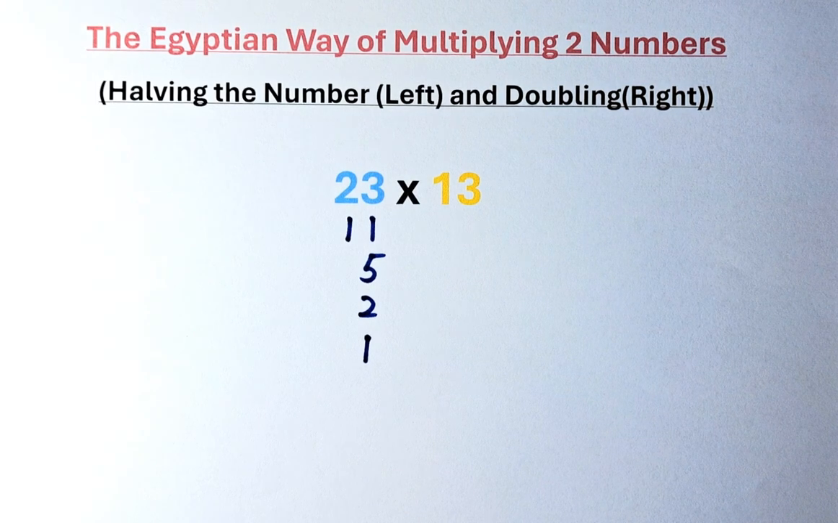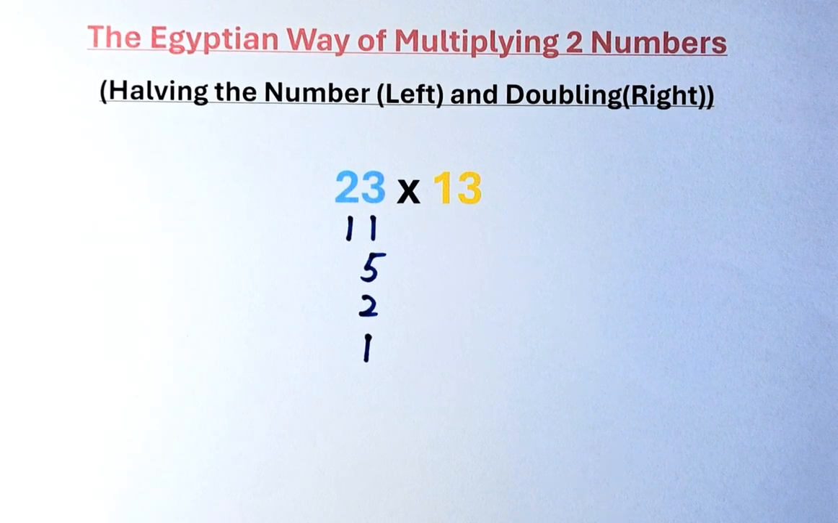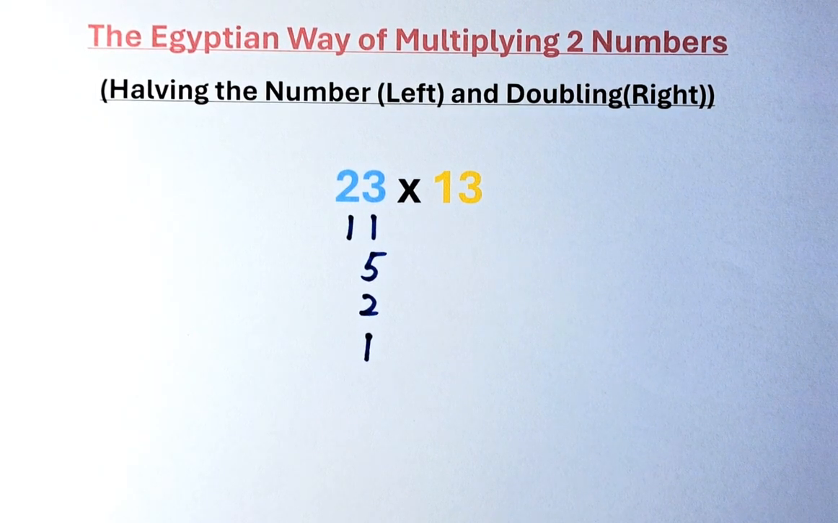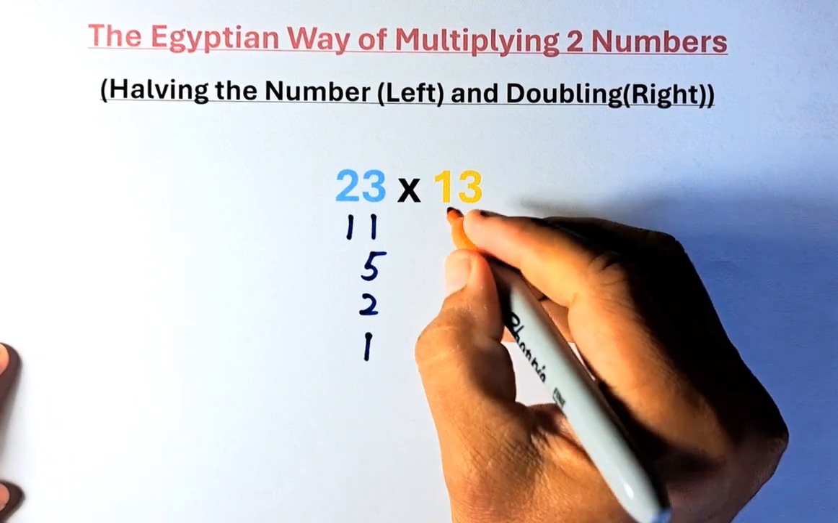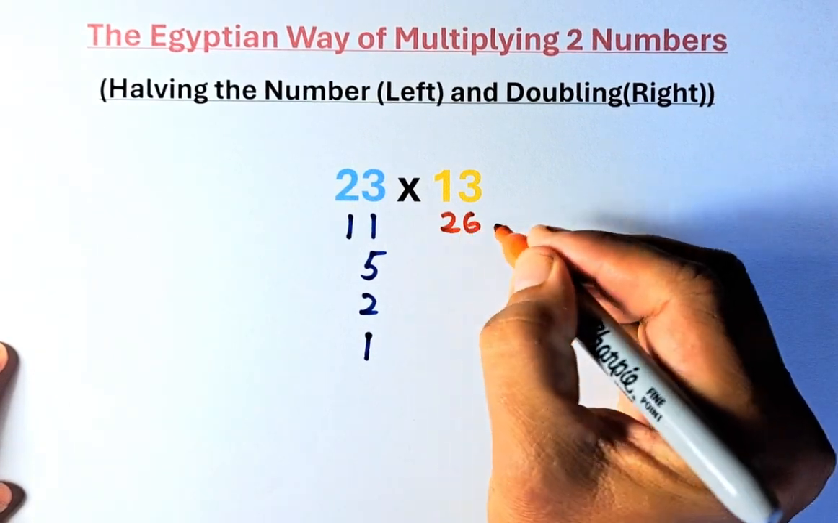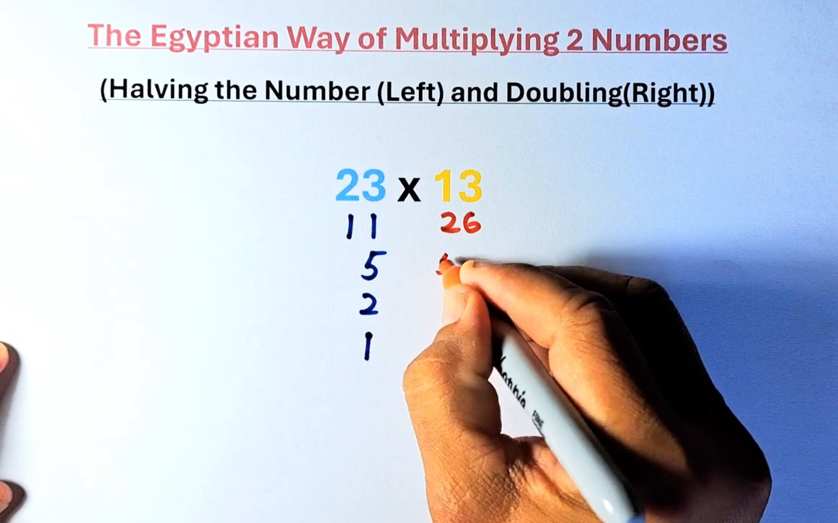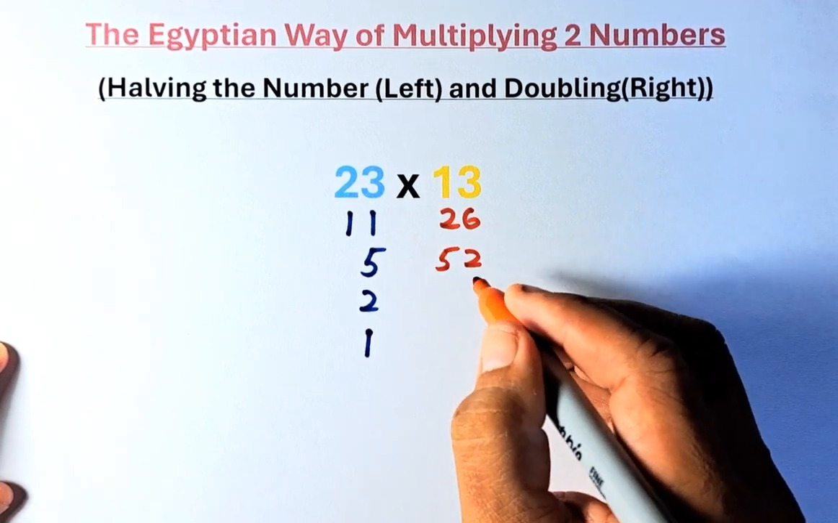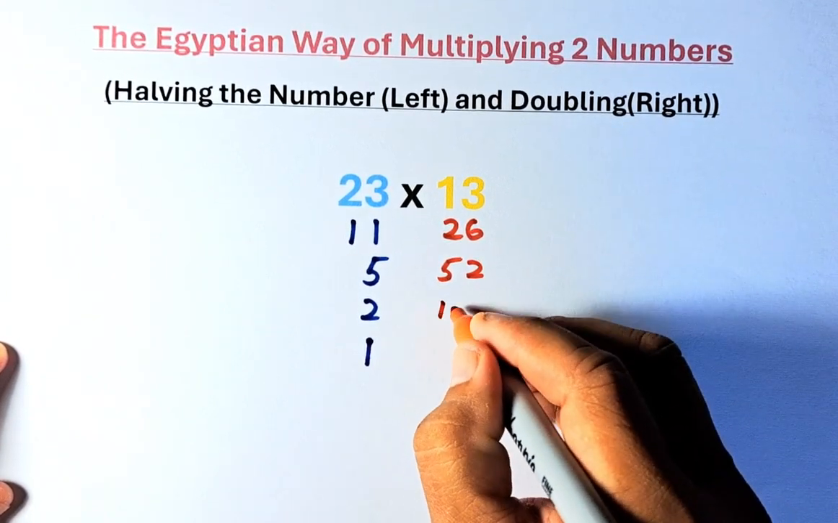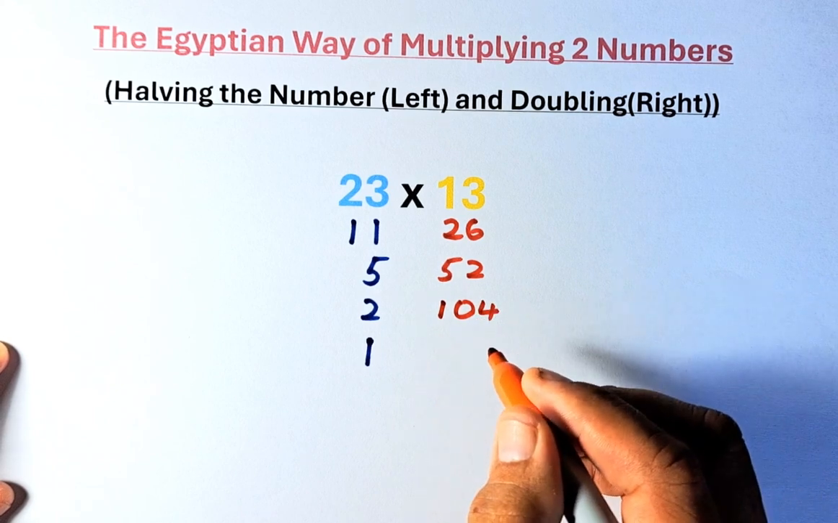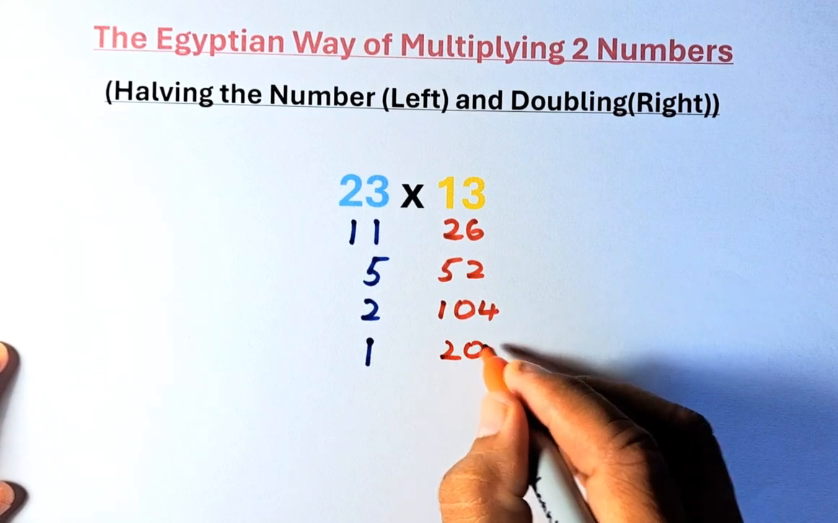So we have halved the number on the left hand side, and we are going to double the number on the right hand side. So 13 doubled is going to be 26. 26 doubled is going to be 52. 52 doubled is going to be 104. And then 104 doubled is going to be 208.